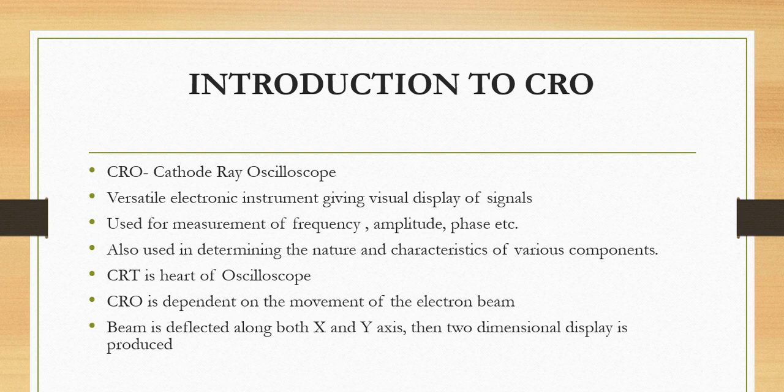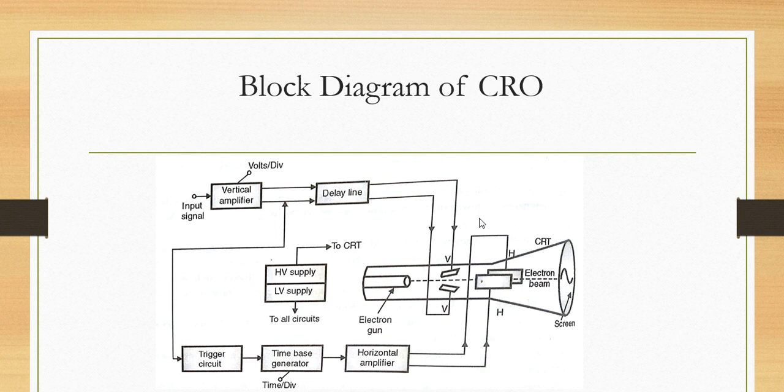Let us see the block diagram of this CRO. This is the block diagram of a CRO. The unit's name is oscilloscope. In this unit we have to study each and every part in detail. This is the simple block diagram of a CRO, and we have to study each and every part, like the vertical amplifier, delay line, horizontal amplifier and all these things one by one in depth.